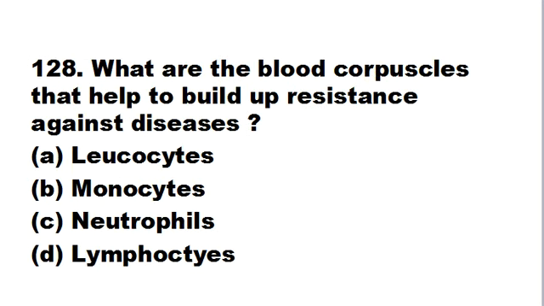What are the blood corpuscles that help to build up resistance against disease? Leukocyte, monocyte, neutrophils, lymphocytes. So here correct answer is D. That means lymphocytes are the blood corpuscles that help to build up resistance against disease. They protect us from disease, from the different types of infections.